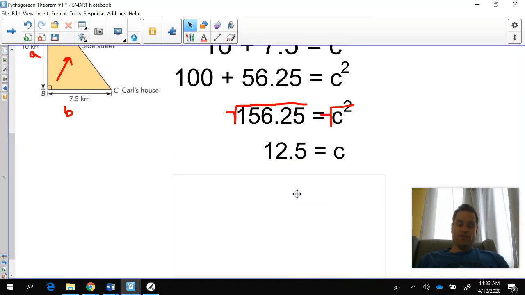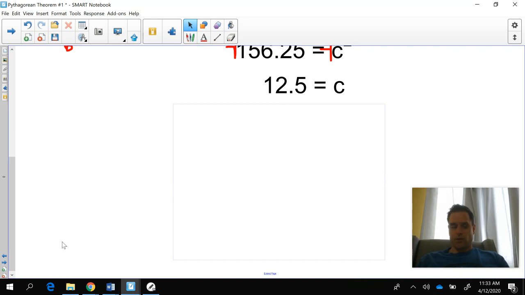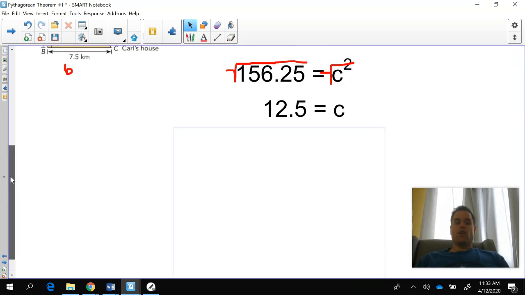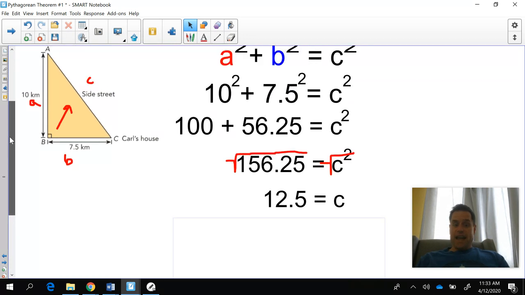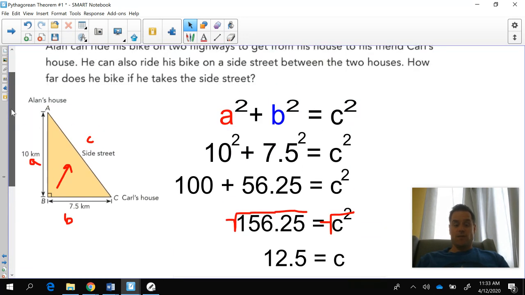And in this case, I think it comes out perfectly to 12.5, but I want you guys to always round this to the nearest tenth. So the answer here is the side street is going to be 12.5 kilometers. And again, we used A squared plus B squared equals C squared to do that. Let's take a look at another problem.